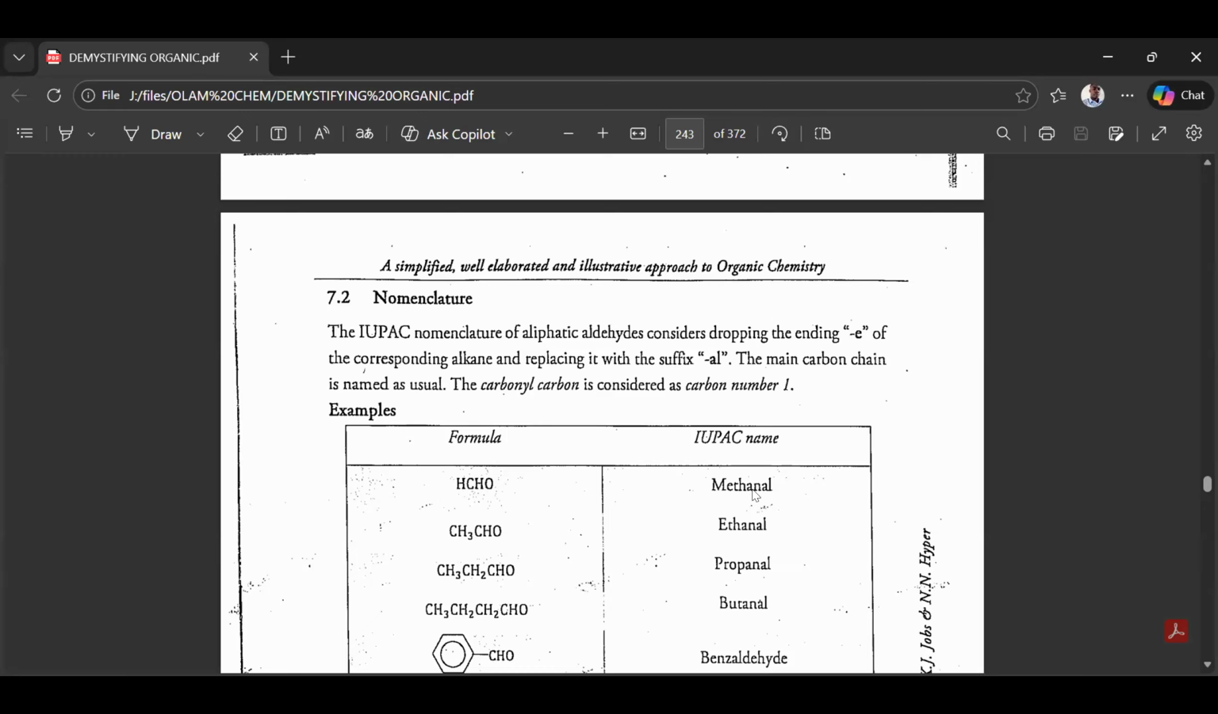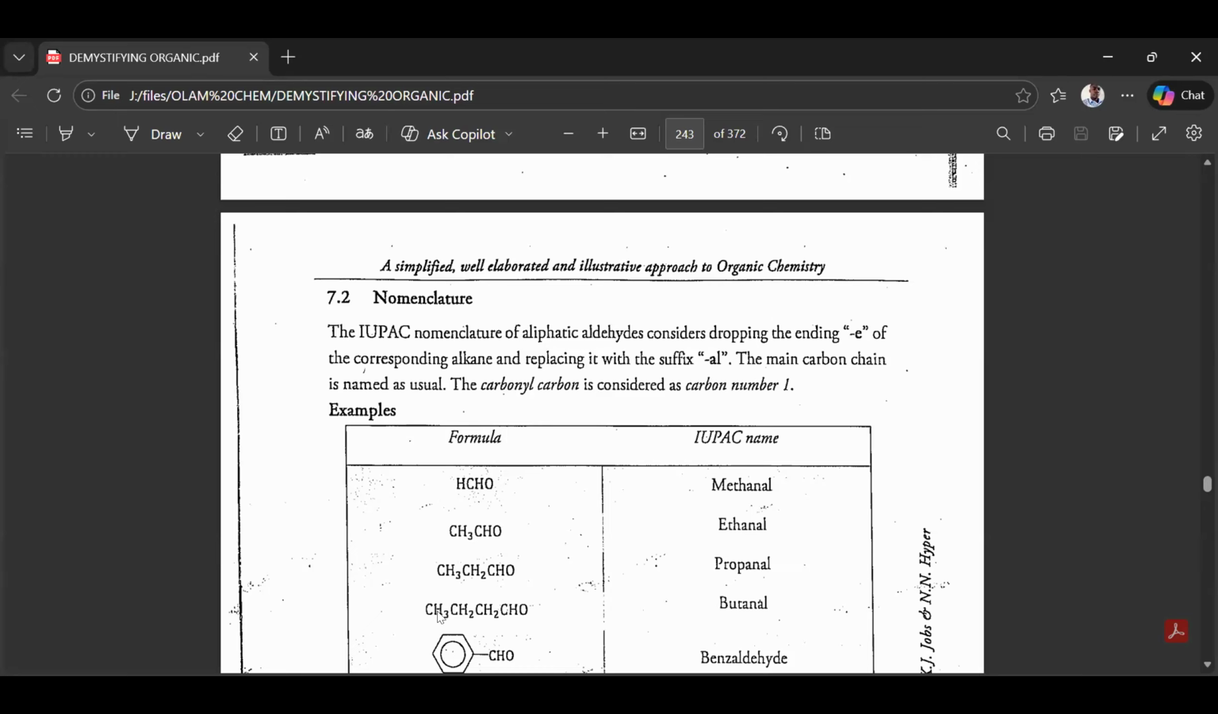Then an alkane with 2 carbon atoms is called ethane. So we remove the suffix -e to make our compound an aldehyde, because there is a carbonyl group. This second one we call ethanal from ethane. We remove the suffix -e and introduce -al because we are dealing with an aldehyde, so it becomes ethanal from ethane as the mother alkane.